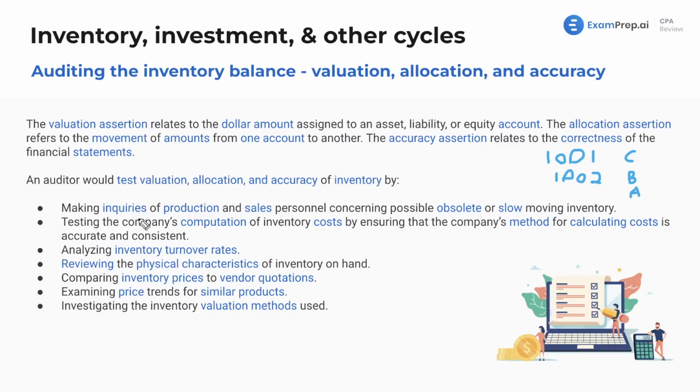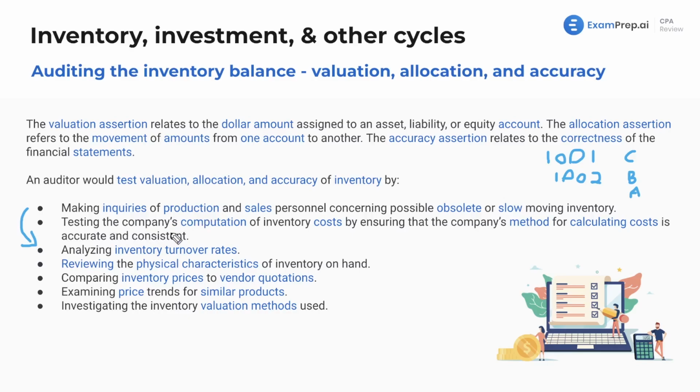assertions? We could make inquiries of production and sales personnel concerning possible obsolete or slow moving inventory. That's a classic one. Ties into analyzing inventory turnover rates. If we see our inventory turnover ratio is looking pretty bad, we're not actually turning over inventory, meaning it's just sitting around and not being sold. That could be an indication that we've got inventory that's not valuable and it may need to be written down.